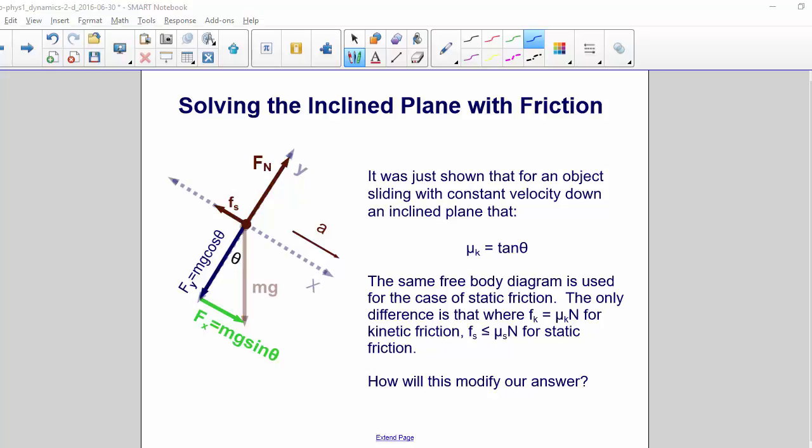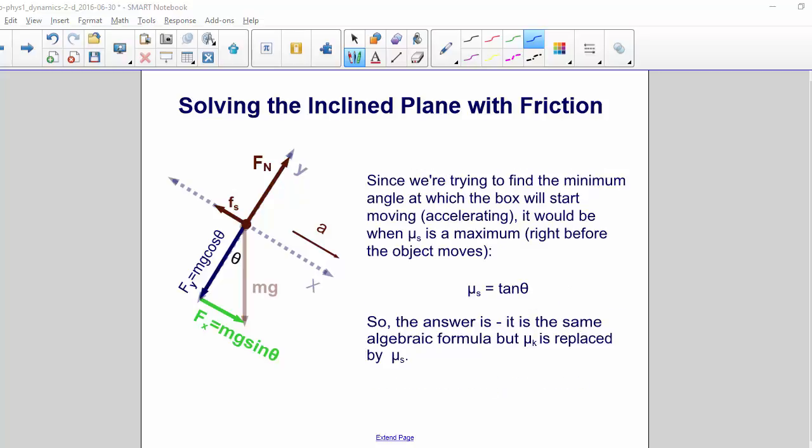The only difference is that where Fk equals mu k N for kinetic friction, Fs is less than or equal to mu s N for static friction. How will this modify your answer? Since we're trying to find the minimum angle at which the box will start moving, accelerating, it will be when mu s is a maximum, right before the object moves. Mu s equals tan theta. So the answer is, it's the same algebraic formula, but mu k is replaced with mu s.